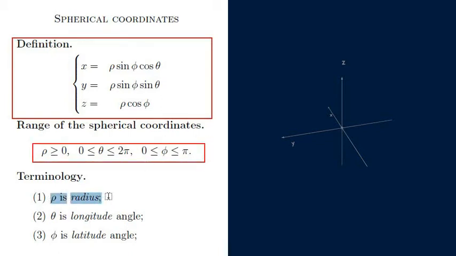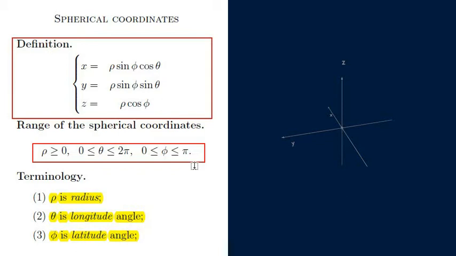Rho, which is called the radius, takes non-negative values. Theta, which is called the longitude angle, takes values between 0 and 2 pi. And phi, which is called the latitude angle, takes values between 0 and pi.